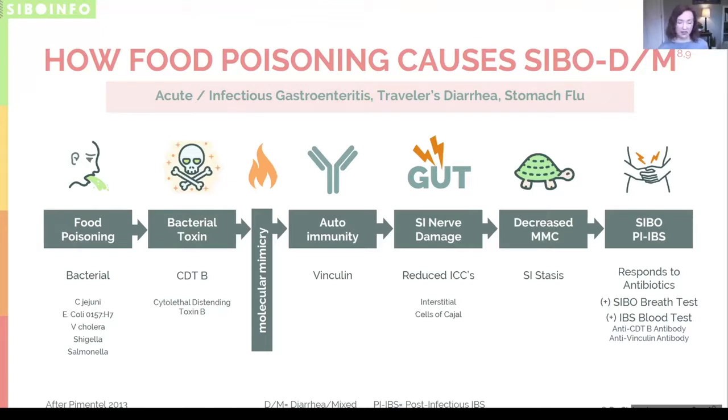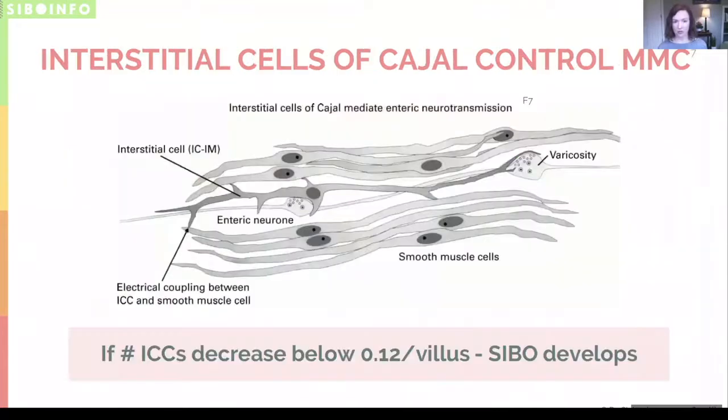All of these bacteria secrete the same toxin, and that toxin is called CDTB for short. That toxin looks very similar to the protein vinculin that sits on the ICC cells. I didn't show you that in this picture, but imagine that somewhere along here within this cell is vinculin protein.